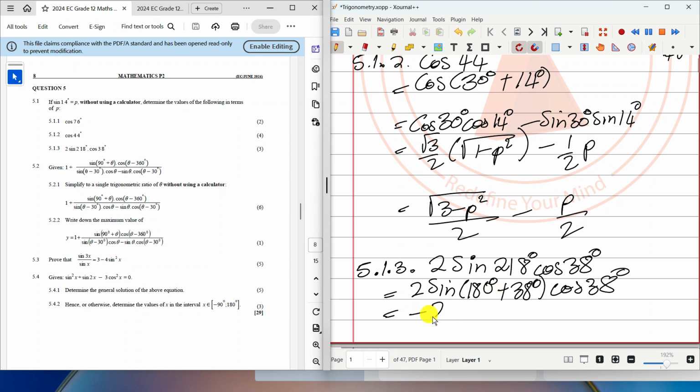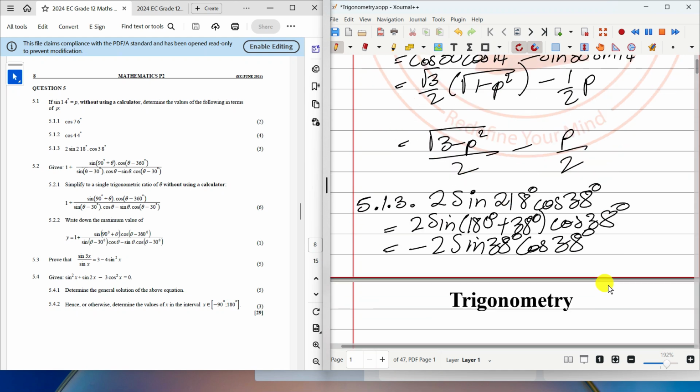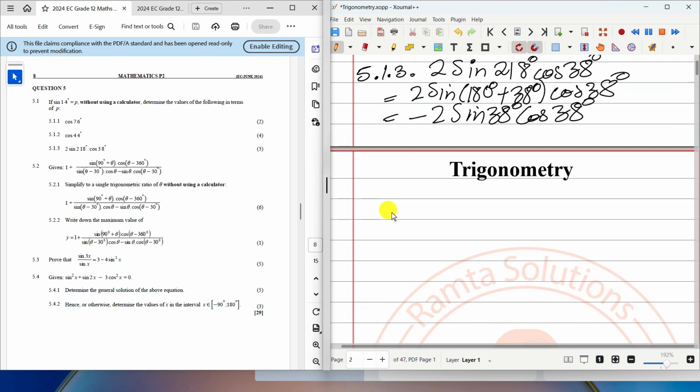So this is negative 2 sine 38 degrees cos 38 degrees. Now, this is a double angle. The way that I see it, 2 sine x cos x. What is 38 times 2?